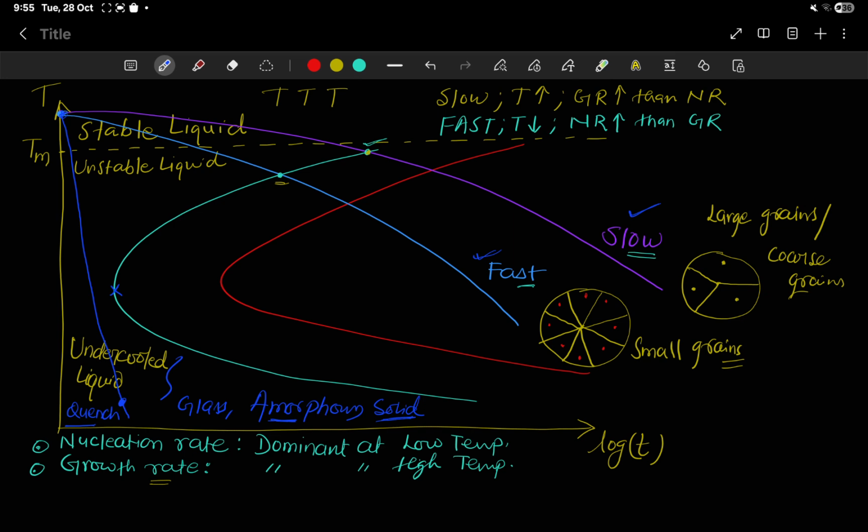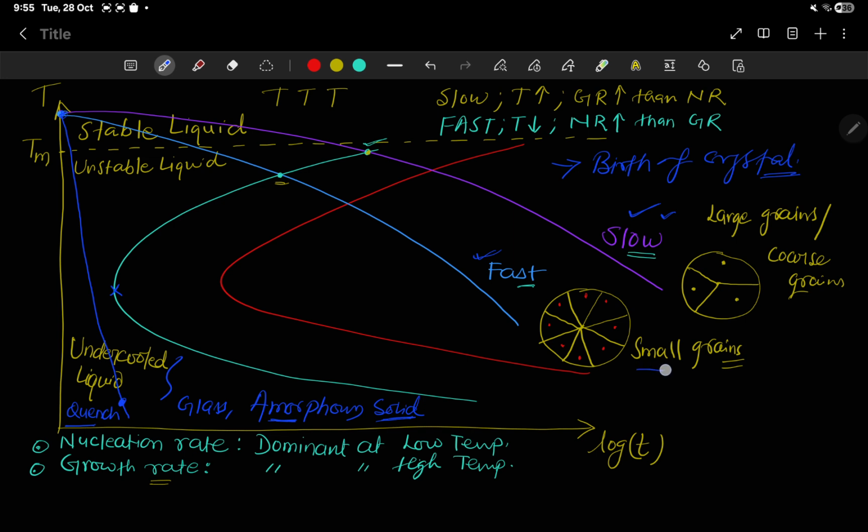So just a quick recapitulation. In slow cooling, the nucleation rate is less and the growth rate is higher, so we will get large grains. What do you understand by nucleation? Nucleation means the birth of a crystal. Okay, so one crystal will start forming here, and around this crystal the grain will grow, right?